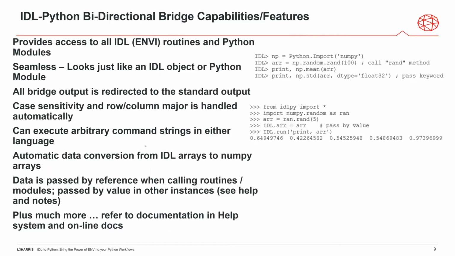So it's very seamless between the two languages. You'll see some commands look almost indistinguishable between the two. Some of the things are handled behind the scenes, so we don't have to worry about it. This case sensitivity and row-column major order is all handled automatically behind the scenes, so we, as programmers, don't have to think about it. The data conversion between IDL arrays and NumPy arrays is all handled behind the scenes. You'll see some of that in action.